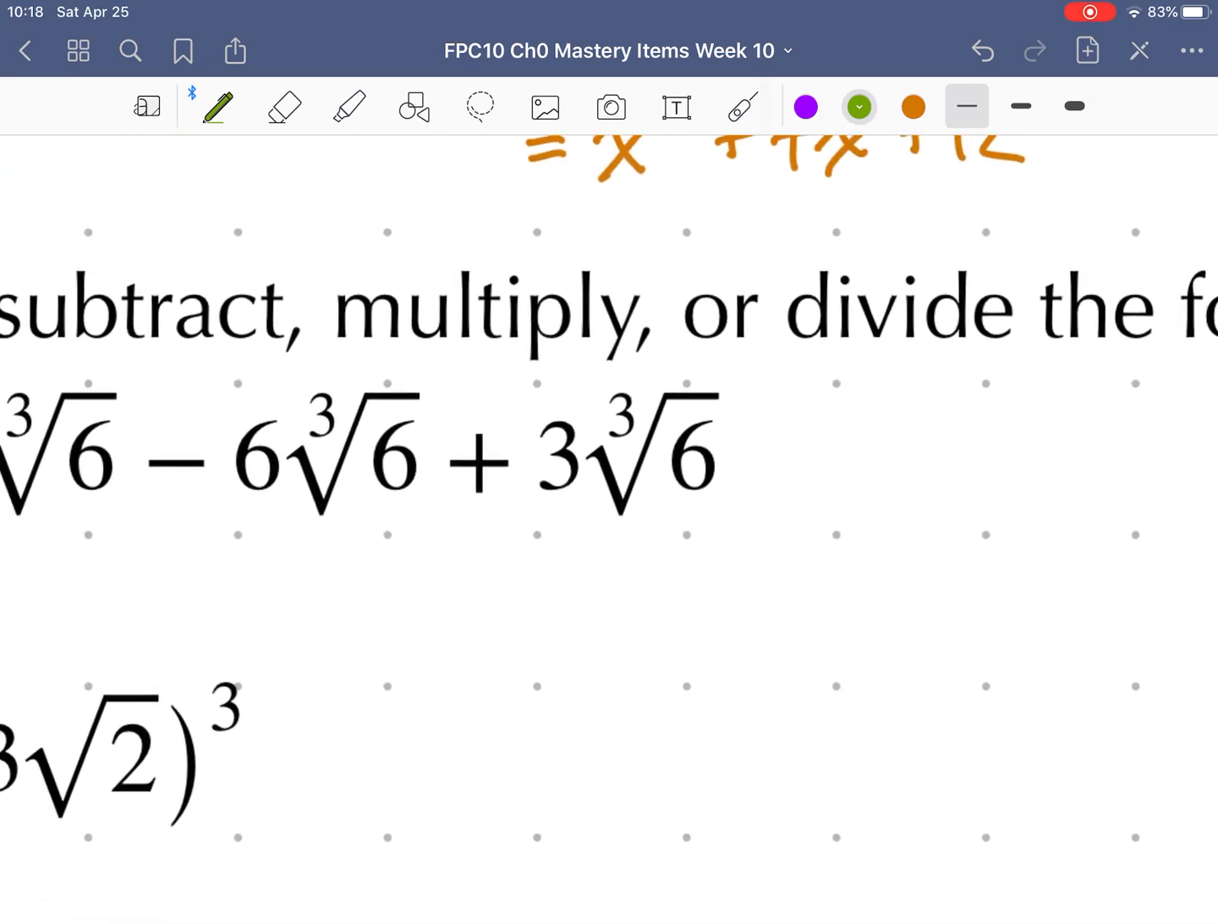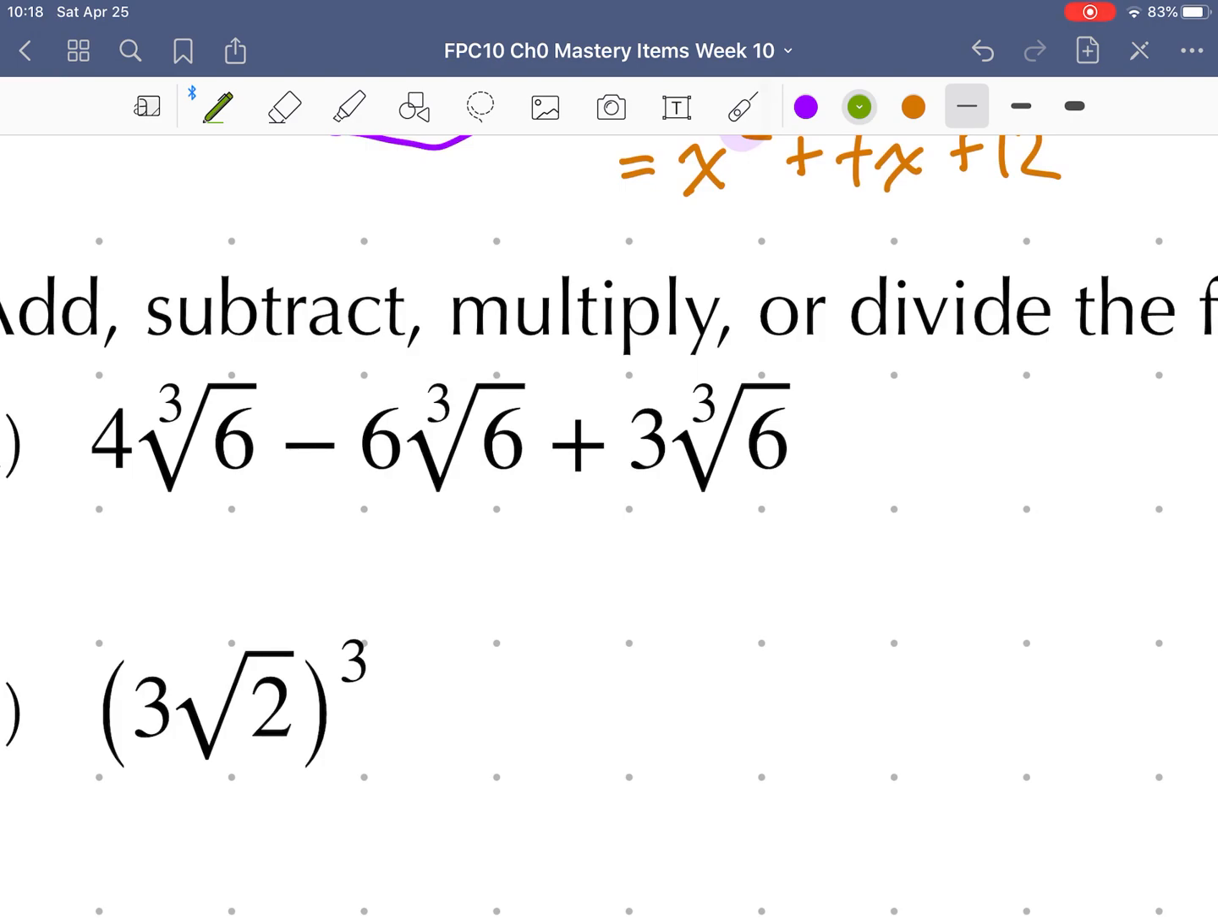Add, subtract, multiply, or divide the following radicals. All right, so let's look at our first one. They all have a radicand of 6, and they all have an index of 3. So we can add or subtract these. So we just deal with the coefficients. What's 4 take away 6? Well, that's negative 2. Negative 2 plus 3 is plus 1. So it's equal to plus 1 cube root 6.